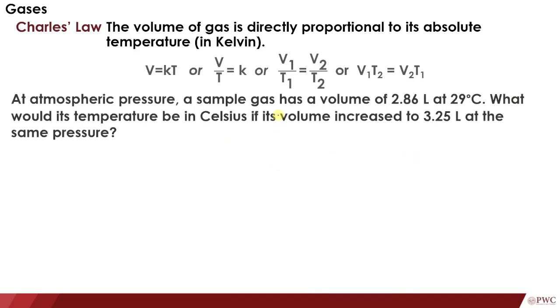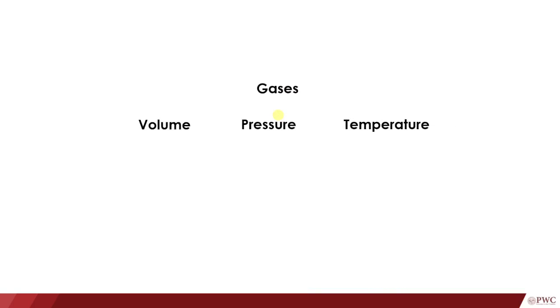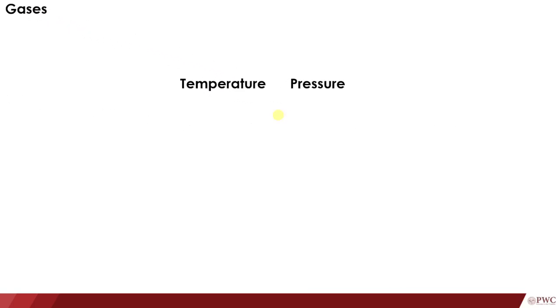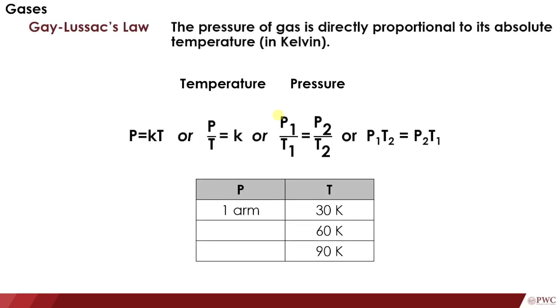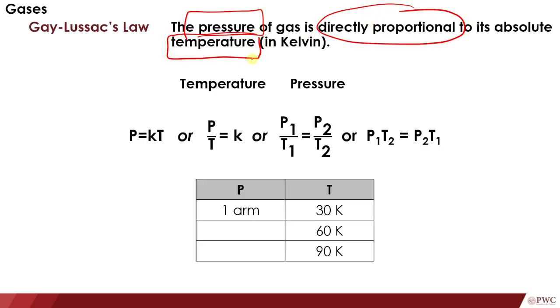Okay, next let's discuss the relationship between temperature and pressure. So here, according to Gay-Lussac's law, the pressure is directly proportional to its absolute temperature. So the same thing as the previous law. Here, the pressure again is directly proportional to the temperature. Then that's for pressure, then the temperature. We can have this formula.